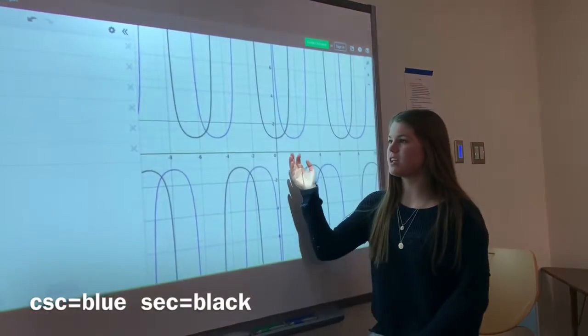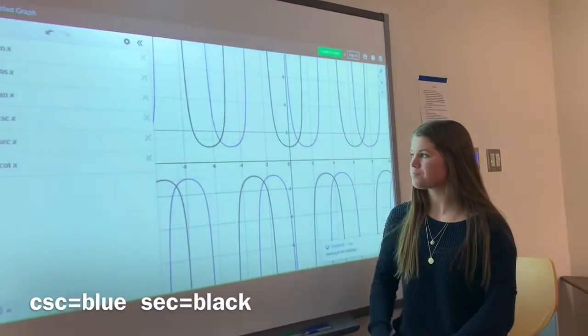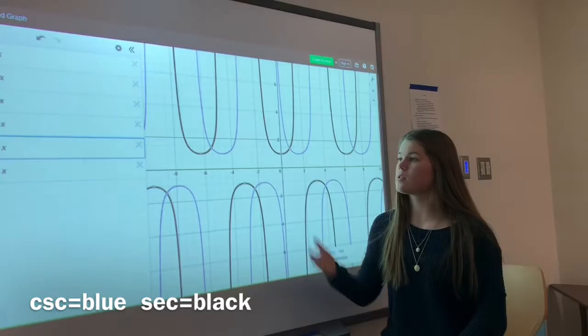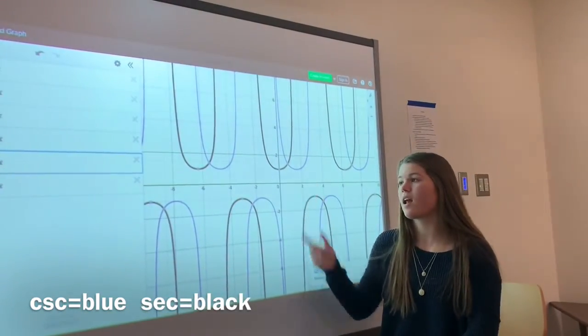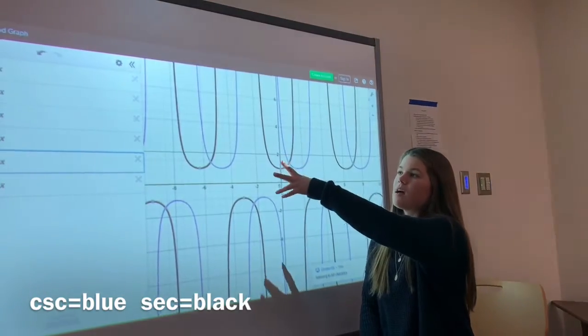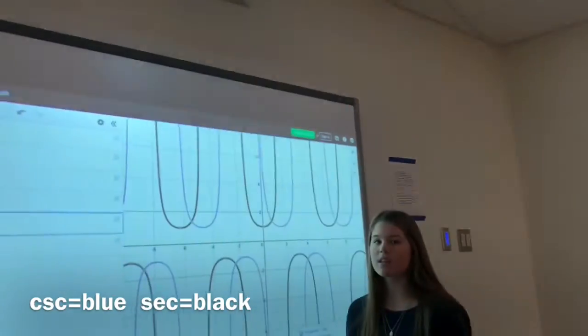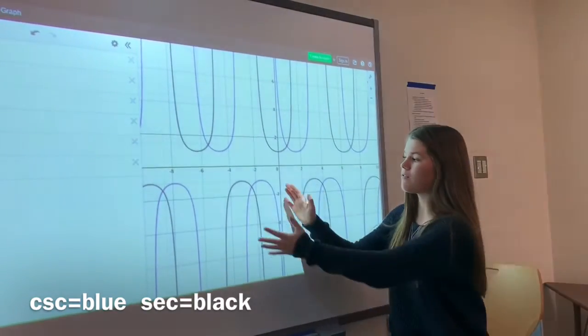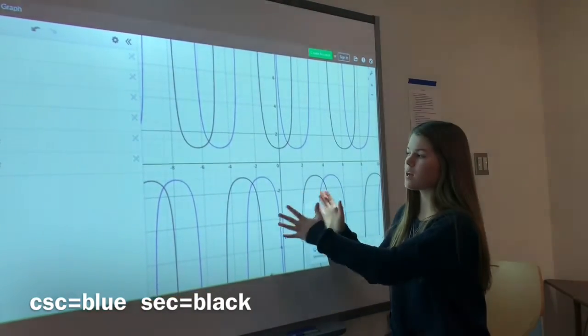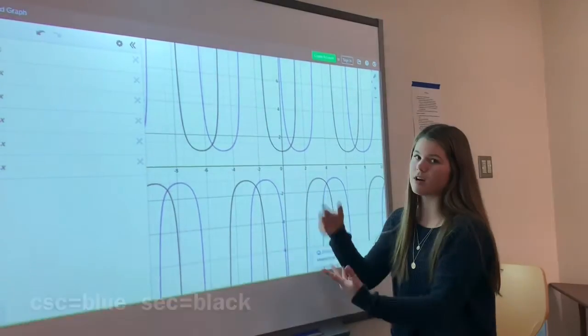Okay, so on the screen here we have cosecant and secant. Secant is the black and cosecant is the other one. And as you can tell, cosecant and secant are both the reciprocals of sine and cosine. So just like the graphs that we had talked about earlier, these are pretty much the same, but they're a phase shift. So that's going to be a horizontal shift to the left and to the right.